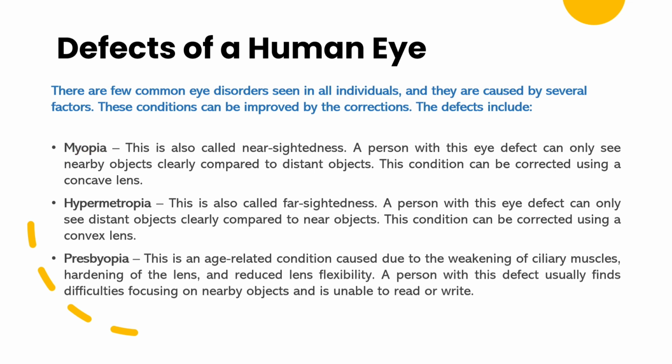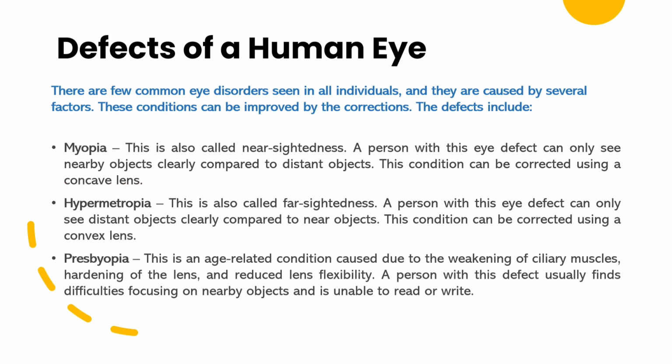Myopia is also called nearsightedness. Here, the person having this defect can only see the nearby objects clearly compared to the distant objects. So a person with this defect has the far point nearer than infinity. Such a person can see only up to a distance of a few meters. This condition can be corrected using a concave lens.